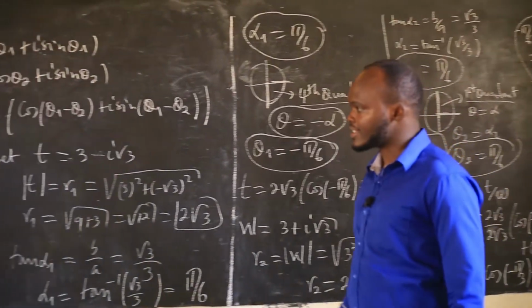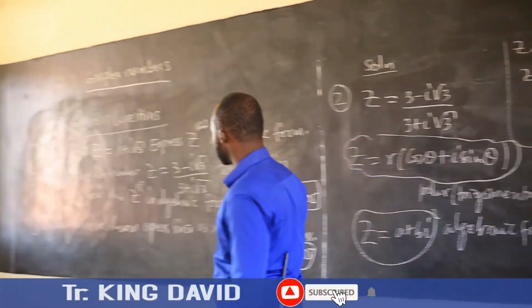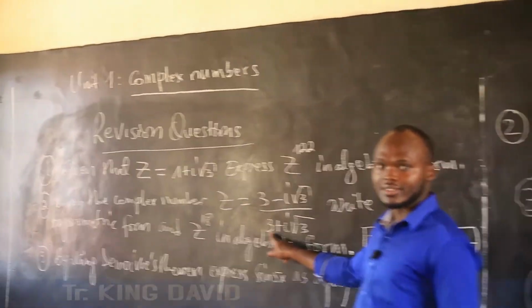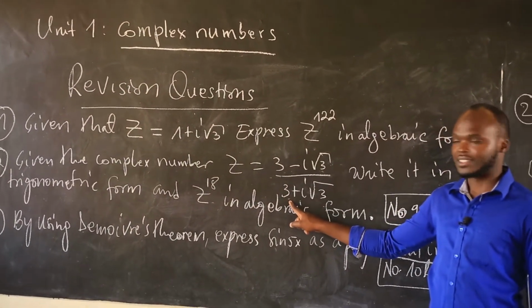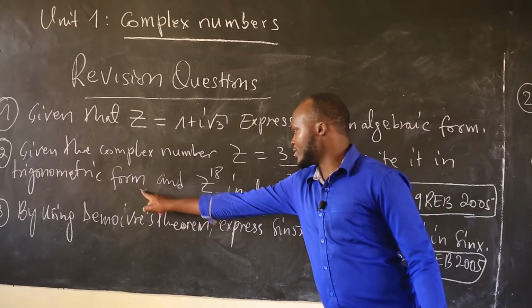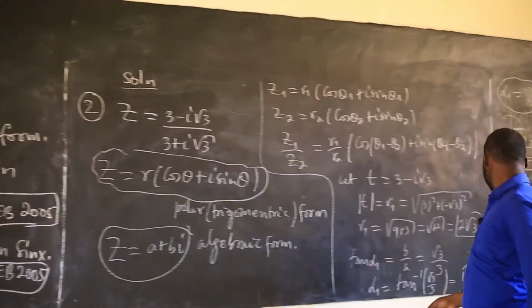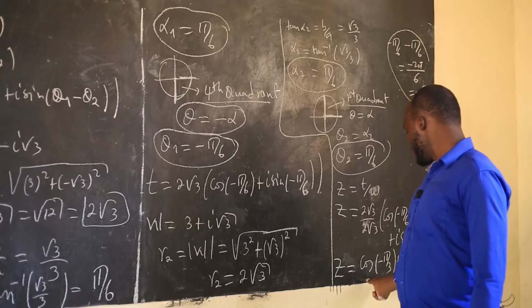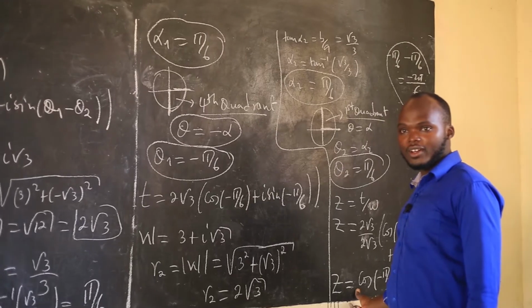And remember, the question is asking to express Z equals 3 minus i root 3 divided by 3 plus i root 3 in trigonometric form. So we're going to express this one in trigonometric form. And what we have here is already in trigonometric form. So what I'm going to do here is complete this one and write it in the trigonometric form very well.